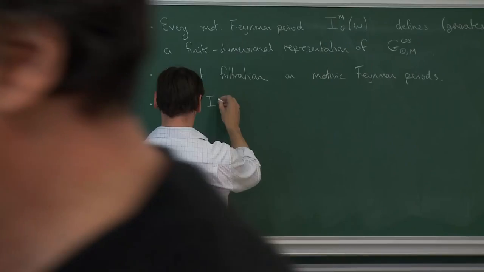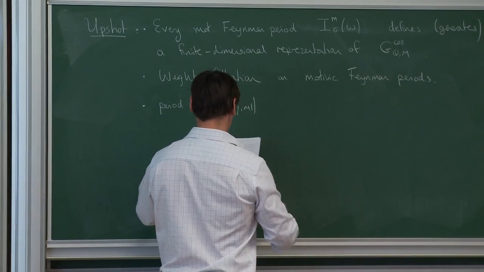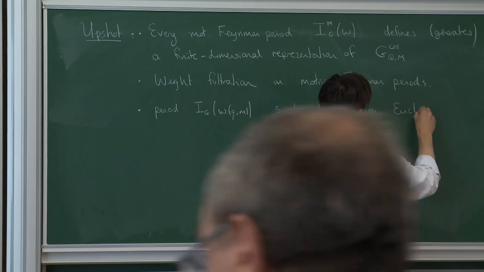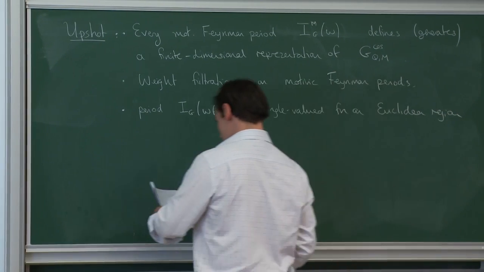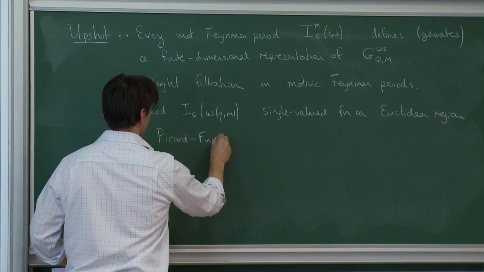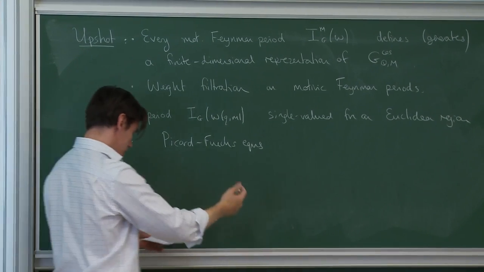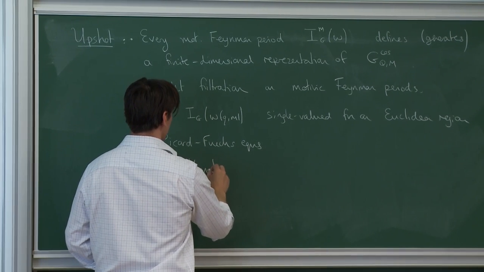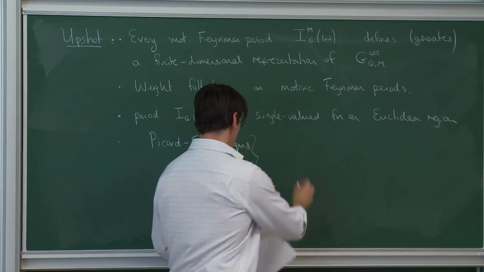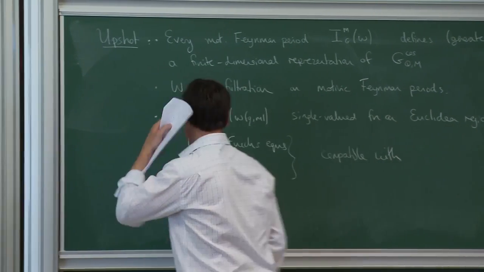A remark is that the period of the actual Feynman amplitude, because of the geometry we did, it's immediate to show that it's a single-valued function on the Euclidean region. So as Maxime pointed out, we also get Picard-Fuchs equations. We get a connection, so we can differentiate with respect to masses and momenta. We can apply all the theorems from algebraic geometry, and we have monodromy, and all these structures are compatible with this Galois action, this coaction, with the motivic coaction.